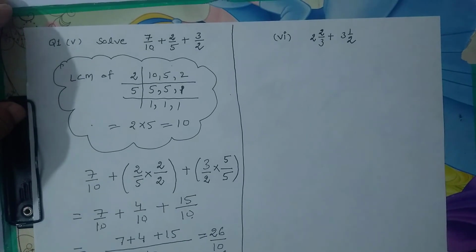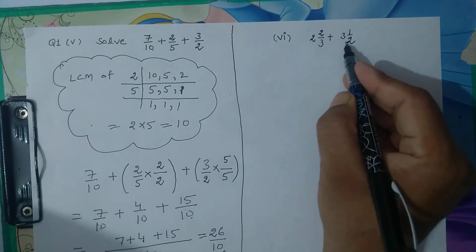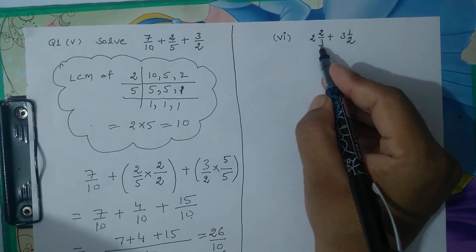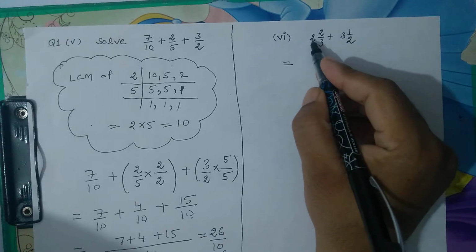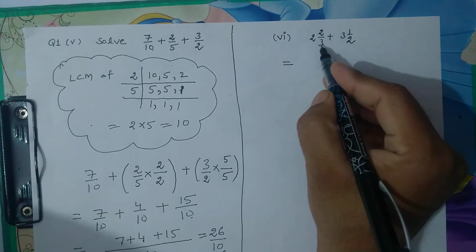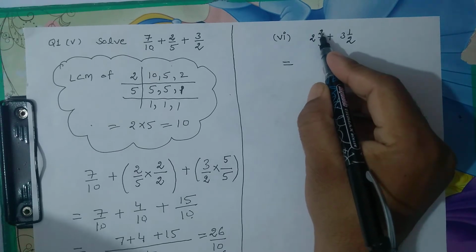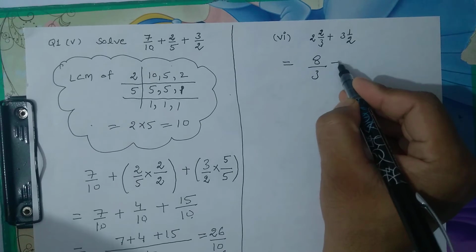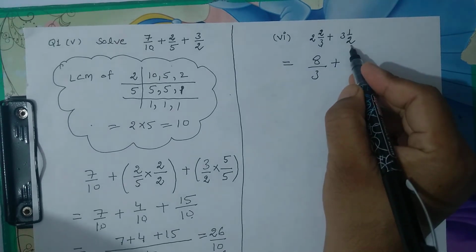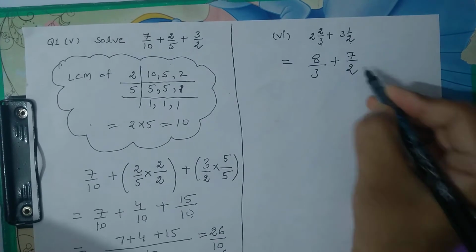Dear students, our next question is, what is the sum of this? This is now a mixed fraction. So first of all, how to convert this into an improper fraction? 3 is multiplied with 2. 3 into 2, 6. 6 plus 2, 8. 8 upon 3 plus 3 into 2, 6. 6 plus 1, 7 upon 2.